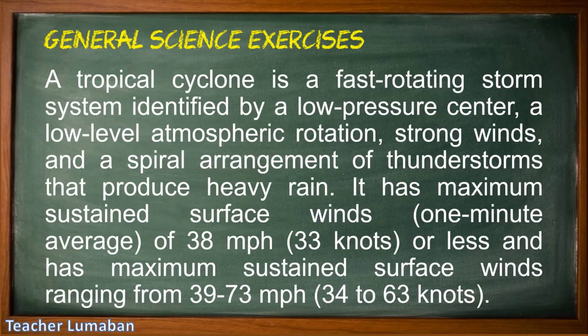A tropical cyclone is a fast-rotating storm system identified by a low-pressure center, a low-level atmospheric rotation, strong winds, and a spiral arrangement of thunderstorms that produce heavy rain. It has maximum sustained surface winds, 1-minute average, of 38 miles per hour, 33 knots, or less, and has maximum sustained surface winds ranging from 39 to 73 miles per hour, 34 to 63 knots.